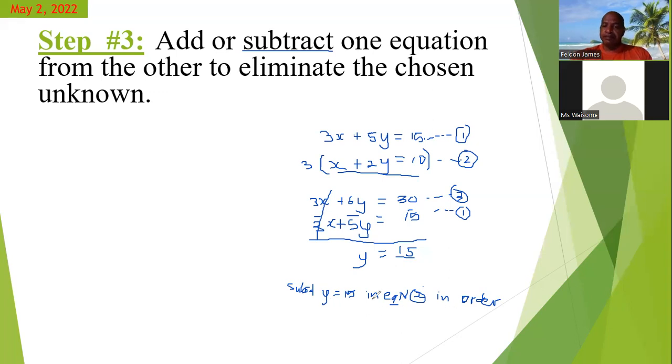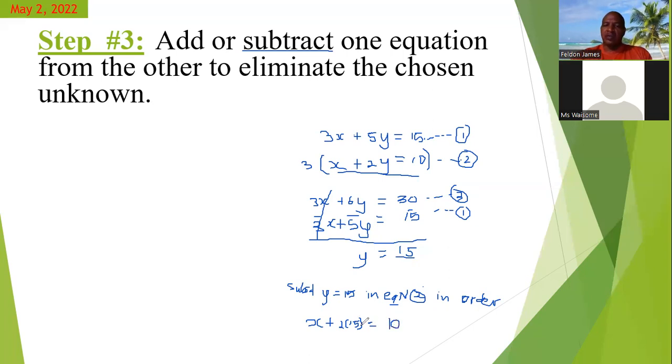All right, so if we put y equal to 15 in equation 2, then we would now have x plus 2y, where y is equal to 15. So we can either put 15 in brackets when we are substituting, or we can just simply put a multiplication sign between the 2 and the 15. The choice is really yours. But when you use the brackets, I would say it's a little safer to do it that way. All right, so now you would say equal to 10.